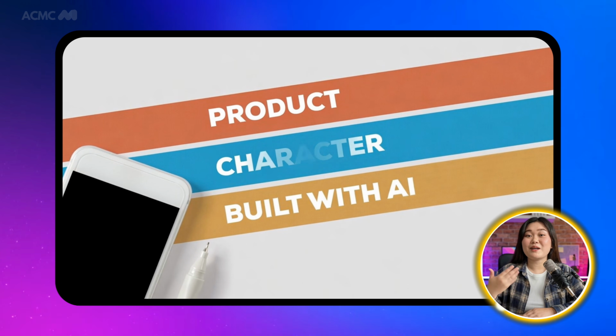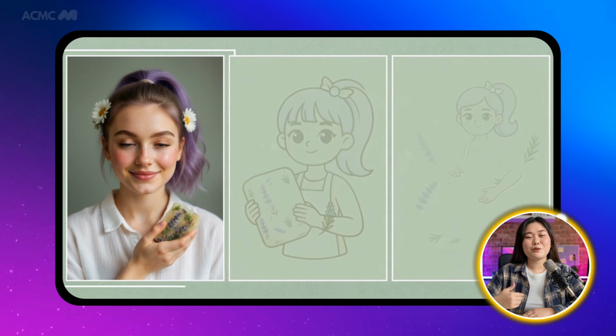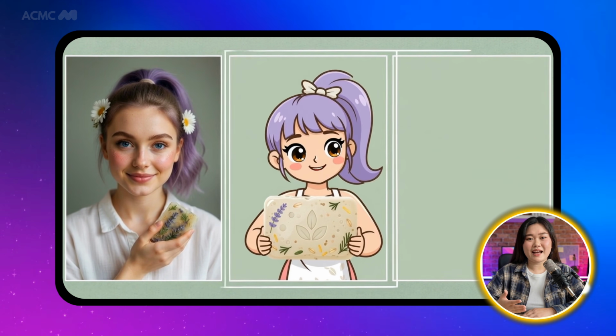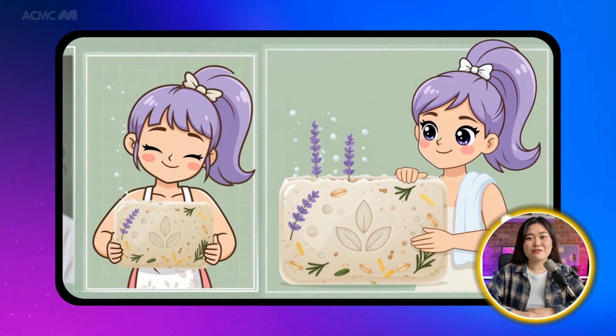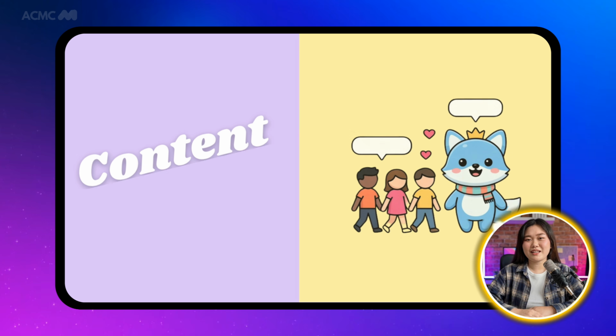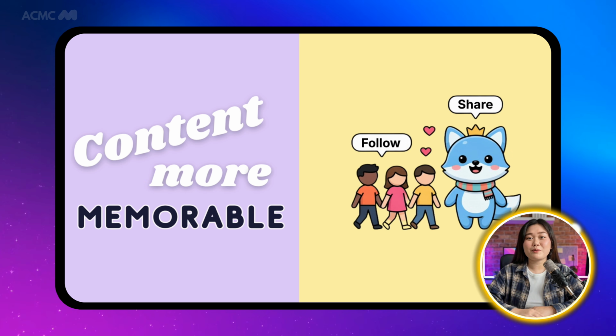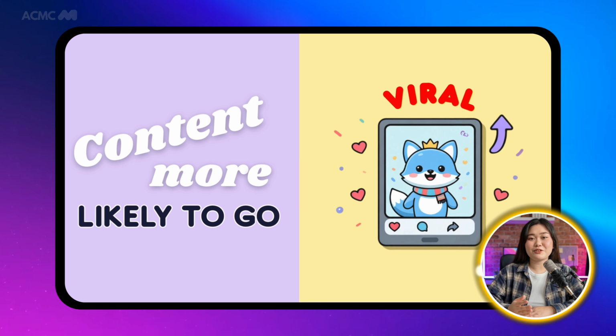A brand character is a visual persona tied to your product. It could be a human-looking AI figure, a stylized mascot, an illustrated persona, anything that gives your brand a face. Here's why it works. People connect with faces, not products. A strong brand character makes your content more memorable, more shareable, and more likely to go viral because it feels human, even if it's AI. And the best part? You don't need a design agency or a branding budget to create one.